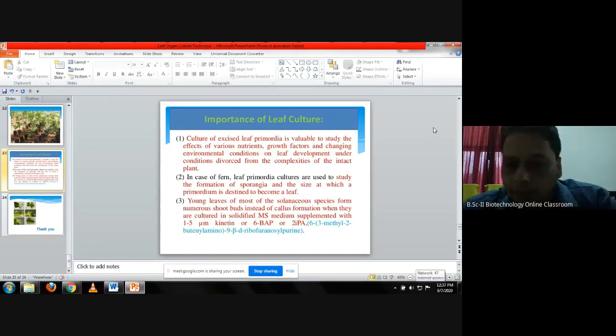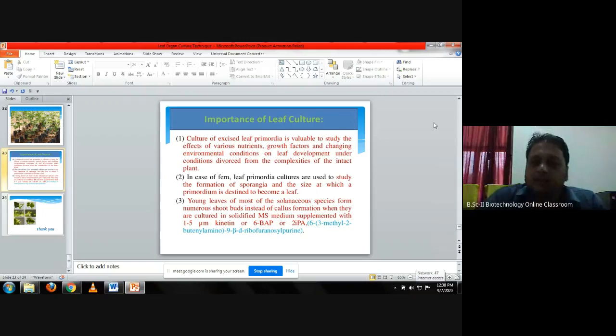In case of leaf primordia, fern leaf primordia cultures are used to study the formation of sporangia and the size at which the primordia is destined to become a leaf. Now what is there in these sporangia? There are reproductive organs. So for the study of those reproductive organs in ferns, this leaf culture is used.